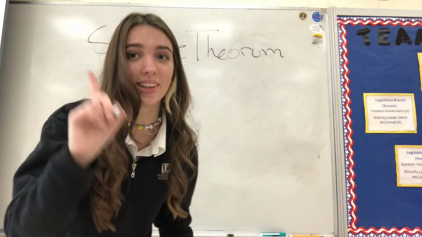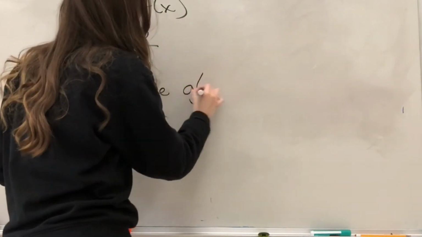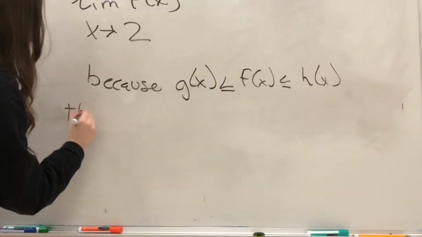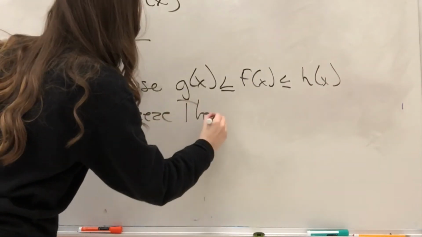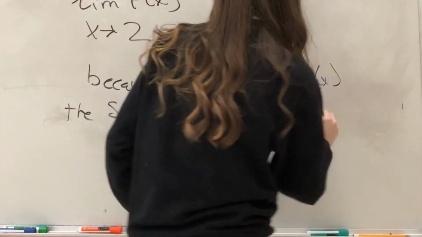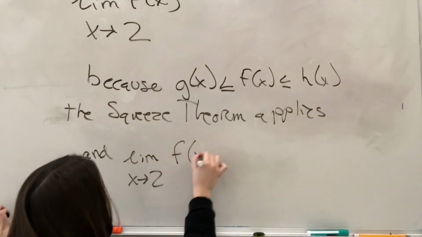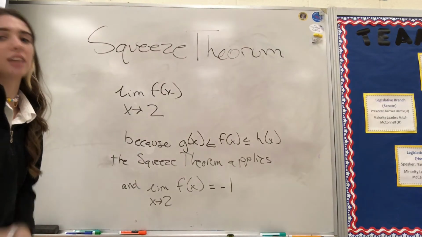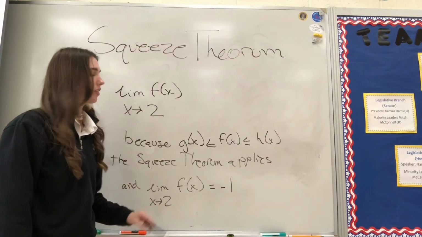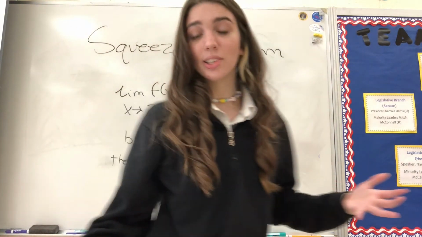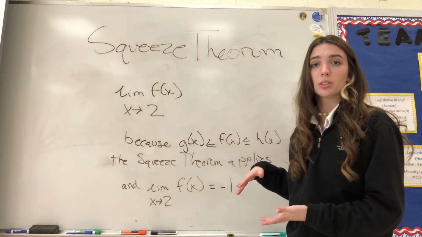Let's use calculus words here. Because g of x is less than or equal to f of x less than or equal to h of x, the squeeze theorem applies, and the limit as x approaches 2 of f of x equals -1. Tied it up in a pretty little bow, and you have your answer. So that's how you apply the squeeze theorem to some calculus problems.